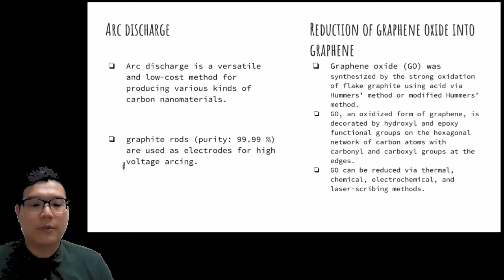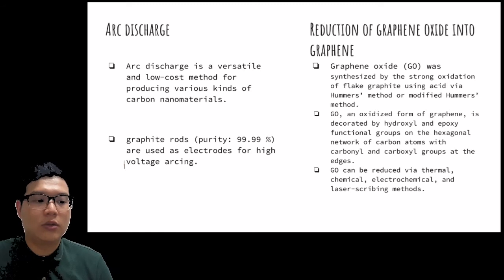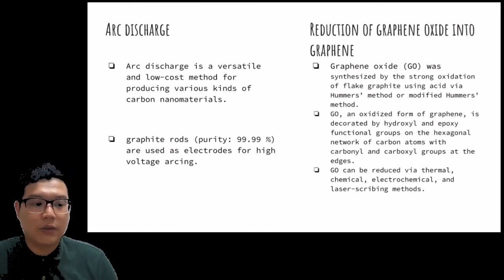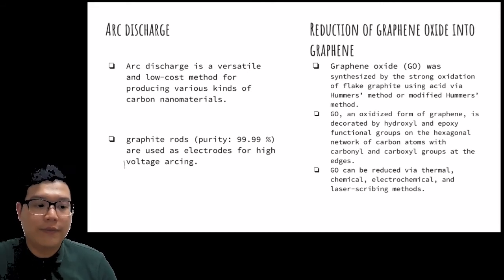Okay, now the last method is the reduction of graphene oxide into graphene. Now, graphene oxide, GO, was synthesized by the strong oxidation of flake graphite using the Hummers method or modified Hummers method. GO, an oxidized form of graphene, is decorated by hydroxyl and epoxy functional groups on the hexagonal network of carbon atoms, with carbonyl and carboxyl groups at the edges.